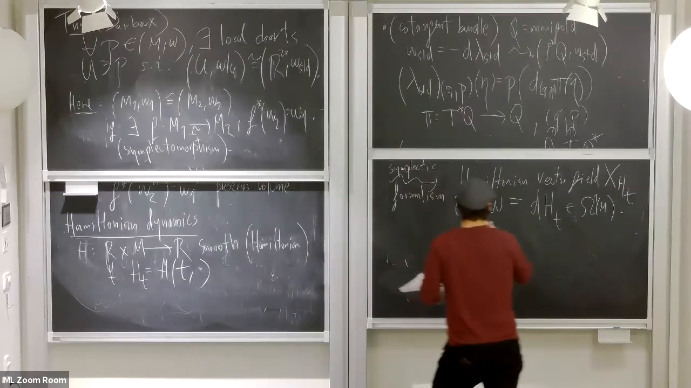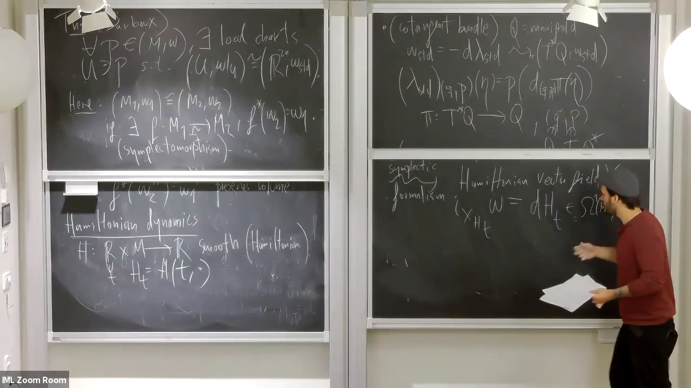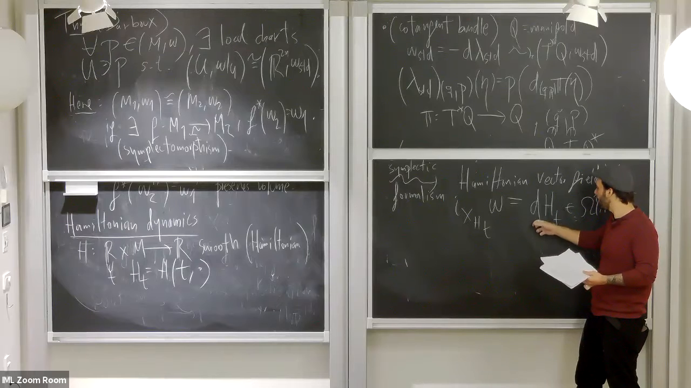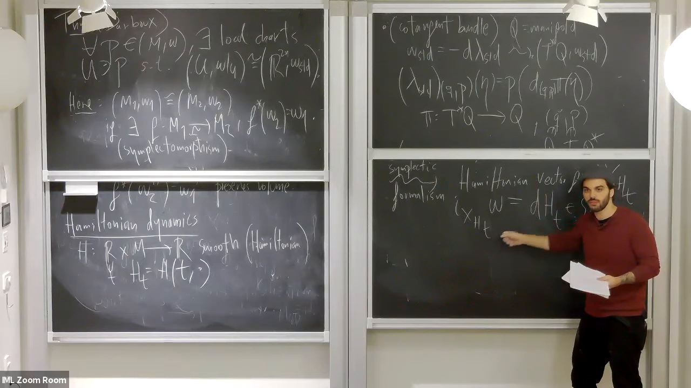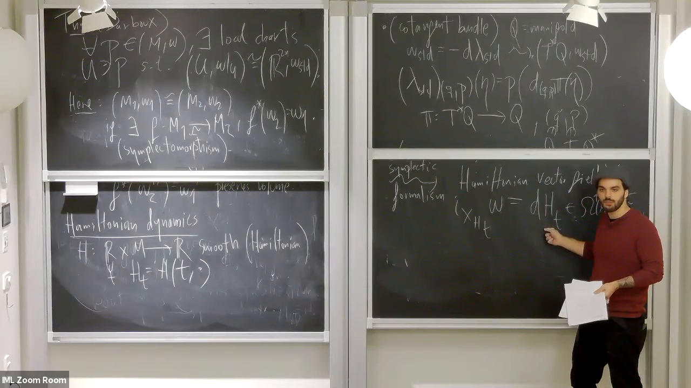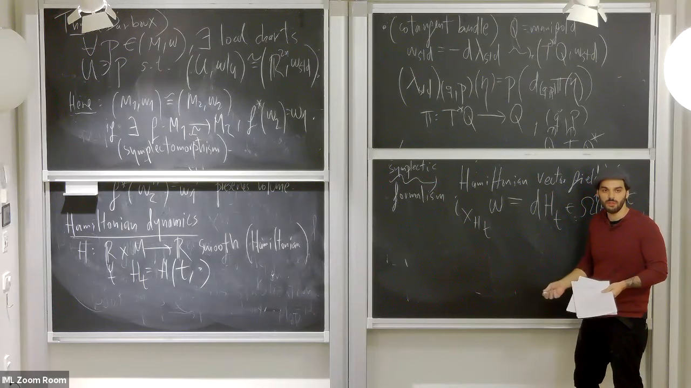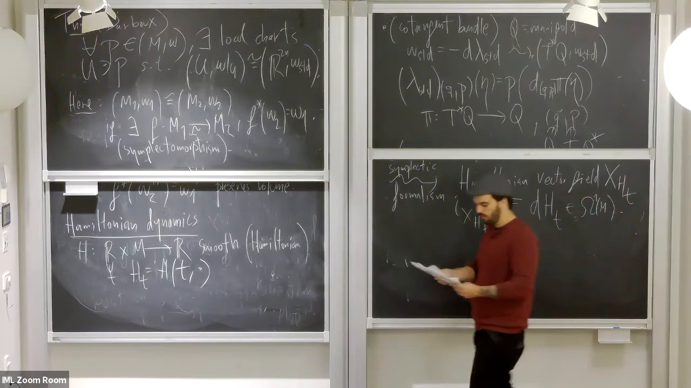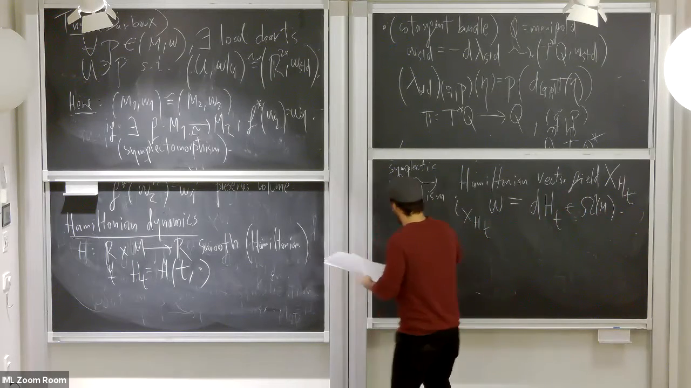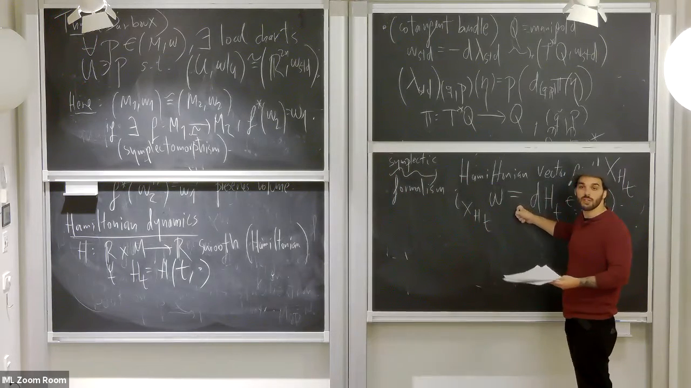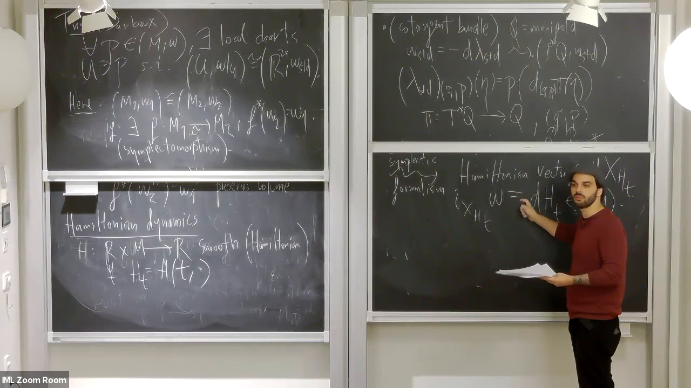Remember that from the definition of a symplectic form, the contraction map is supposed to be an isomorphism, so there has to be a unique vector field corresponding to the differential of my Hamiltonian. So this is a well-defined notion, just by non-degeneracy of omega. Again, depending on the sign convention that you chose before, there's a minus or there's not. In this convention, there's not.